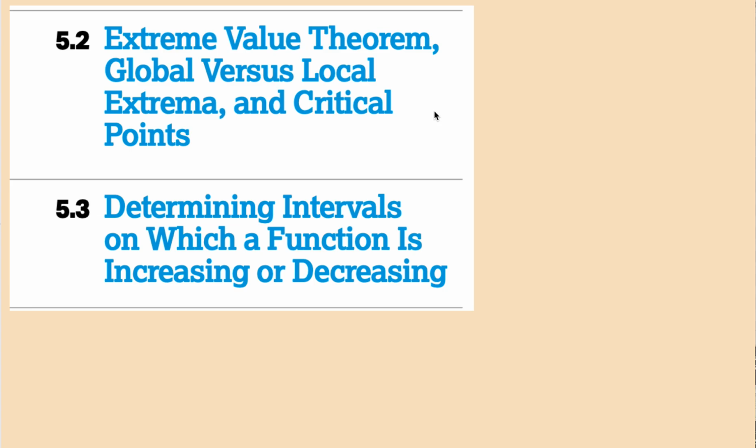Hello Gators, this is 5.2 Extreme Value Theorem, Global versus Local Extrema, and Critical Points. And 5.3, Determining intervals on which a function is increasing or decreasing.